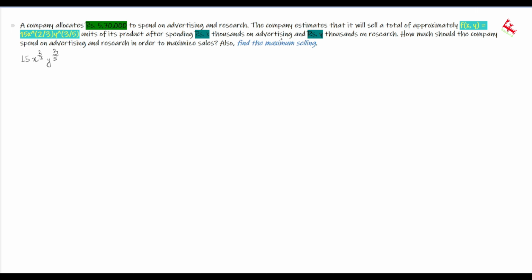It is rupees y thousand on research. Means the amount spent on advertising is rupees x in thousand and rupees y in thousand on research. How much should the company spend on advertising and research in order to maximize sale? Find the maximum selling. We need to find the maximum selling.